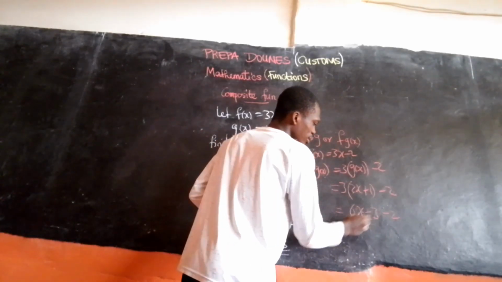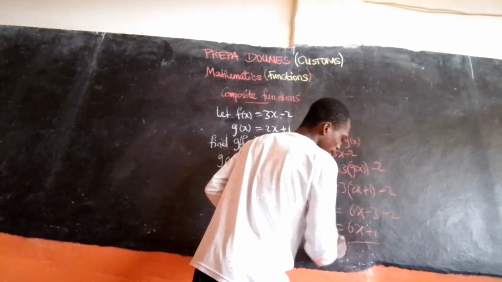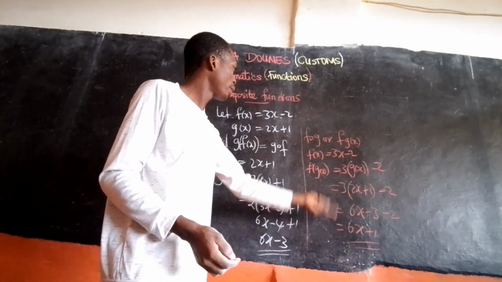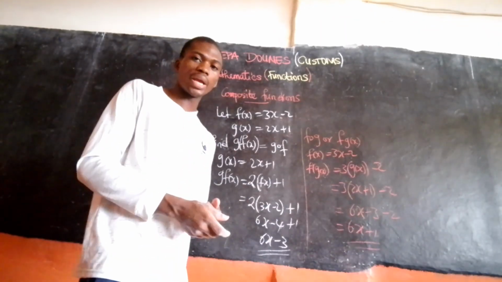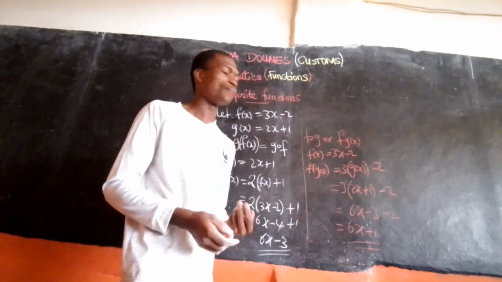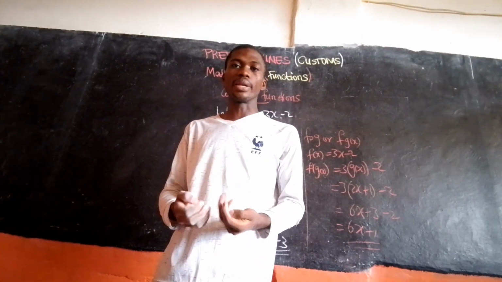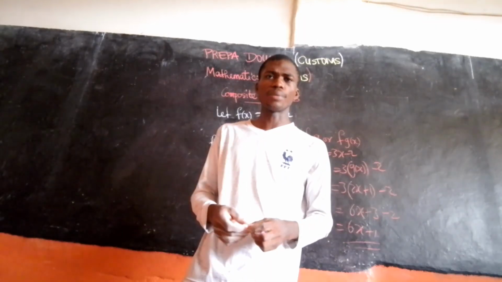Now 6x plus 3 minus 2 is plus 1. This is it for fg of x, otherwise fog. Anyhow, it could be represented. That is it for composite function. Any question? Comment section. The last part of function we are going to do this morning is the inverse of a function.